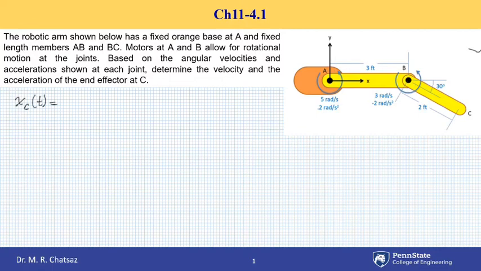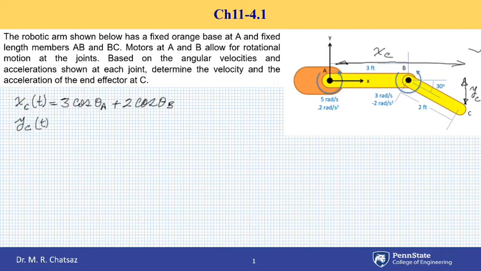the length AB, which is 3, cosine of theta A, plus 2 cosine theta B. In other words, this is xc and this is yc as a function of time. Therefore, y sub point C as a function of time is going to be 3 sine theta A, which is 0 for the position shown, plus 2 sine theta B.